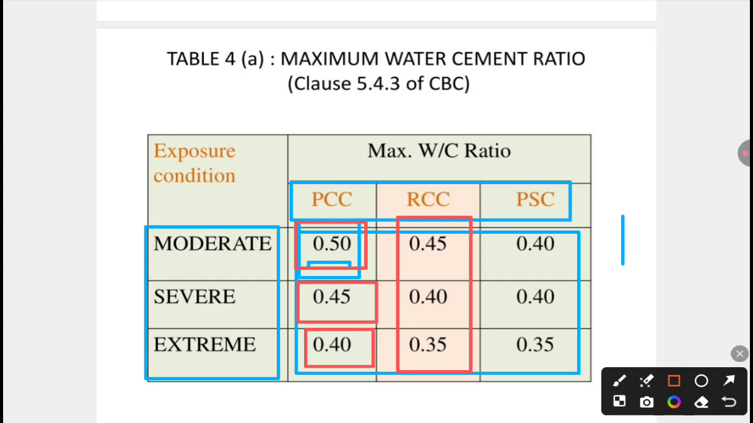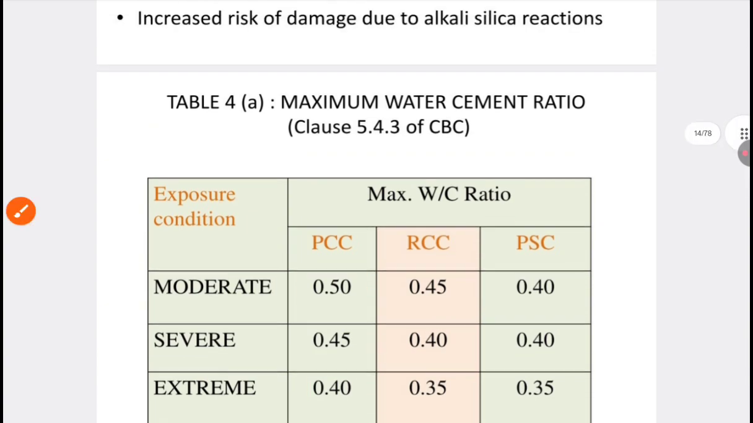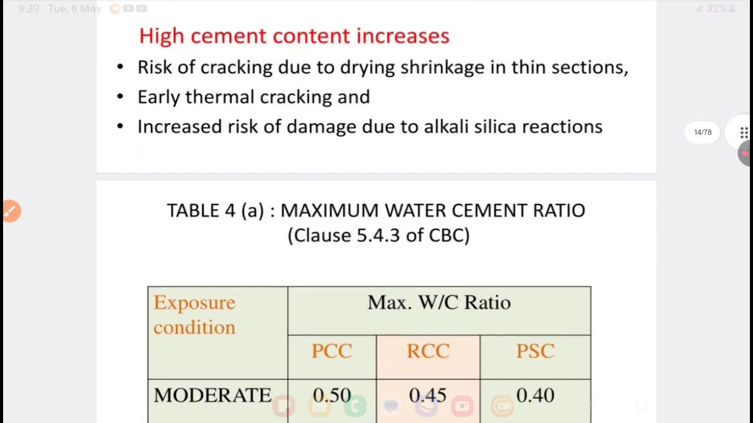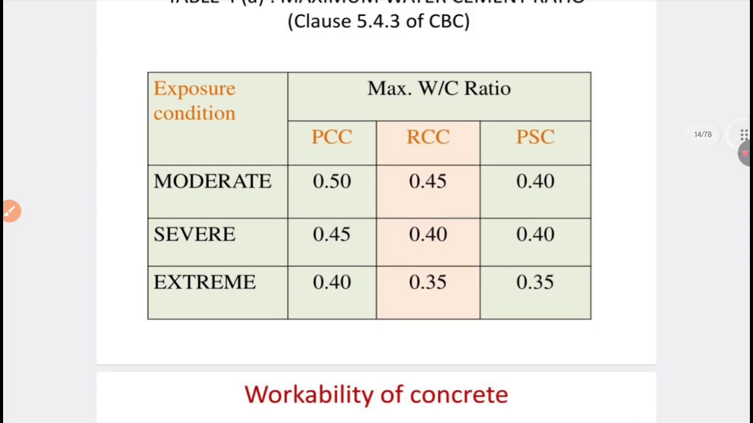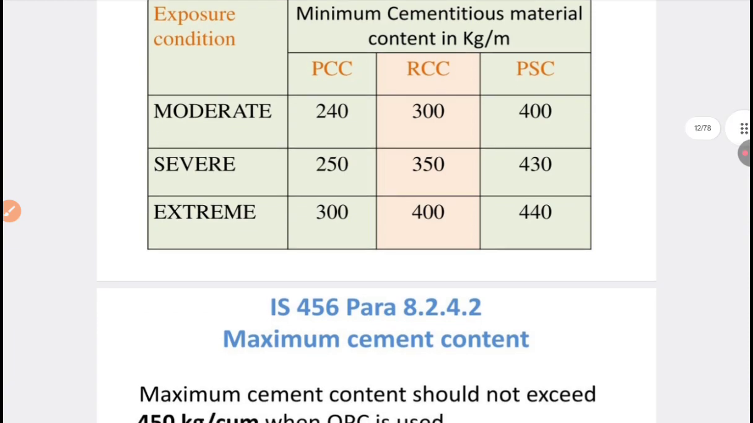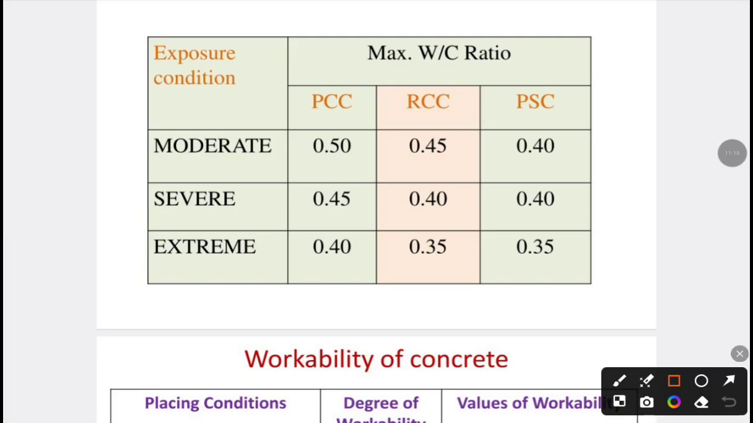In this slide you can correlate with the previous slide if you put the values of PSC, RCC and PCC. Let us compare. For PCC there will be 240, and for 240 the water cement ratio is 0.5. Similarly, in severe conditions the minimum cement is 250, and in extreme 300. So here 0.5, 0.45 and 0.4. Based on the exposure conditions, you can correlate the values, which is a most important concept of civil engineering.